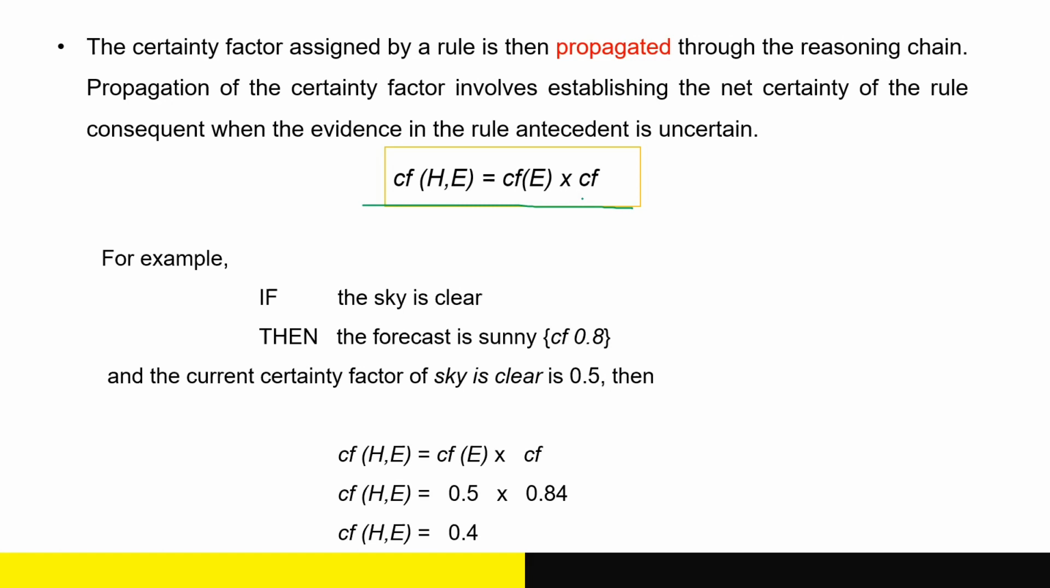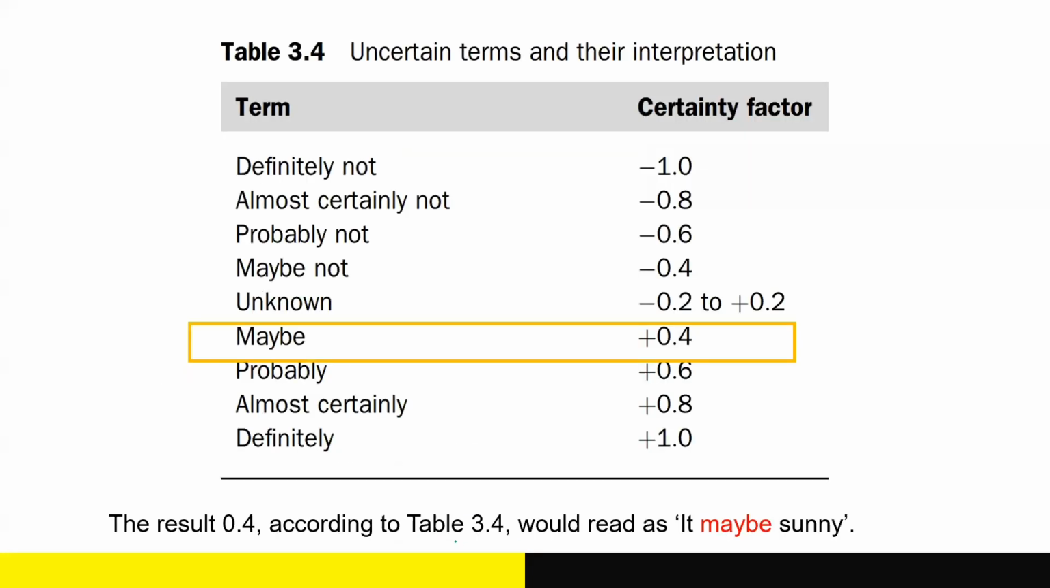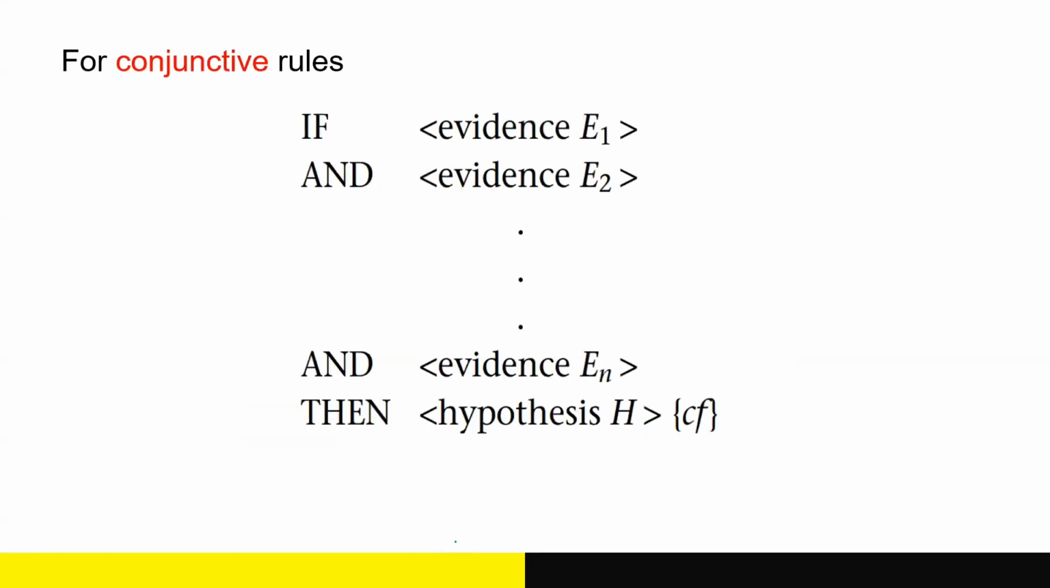For example, if the sky is clear, then the forecast is sunny with a certainty factor of 0.8. And the current certainty factor of the sky is clear is 0.5. So the evidence that the sky is clear is 0.5, and the rule certainty factor is 0.8. So the certainty factor of the hypothesis given evidence E is 0.4. The result 0.4, according to table 3.4, would be read as it may be sunny.